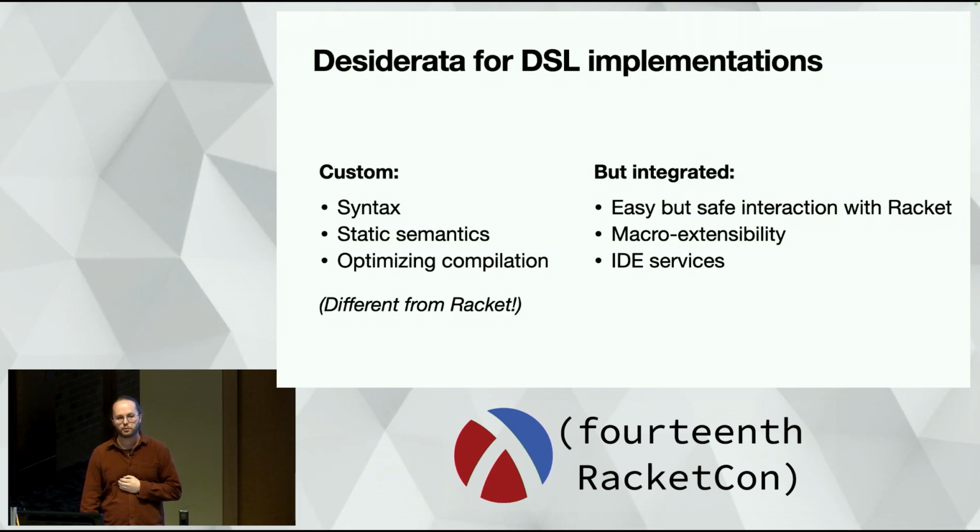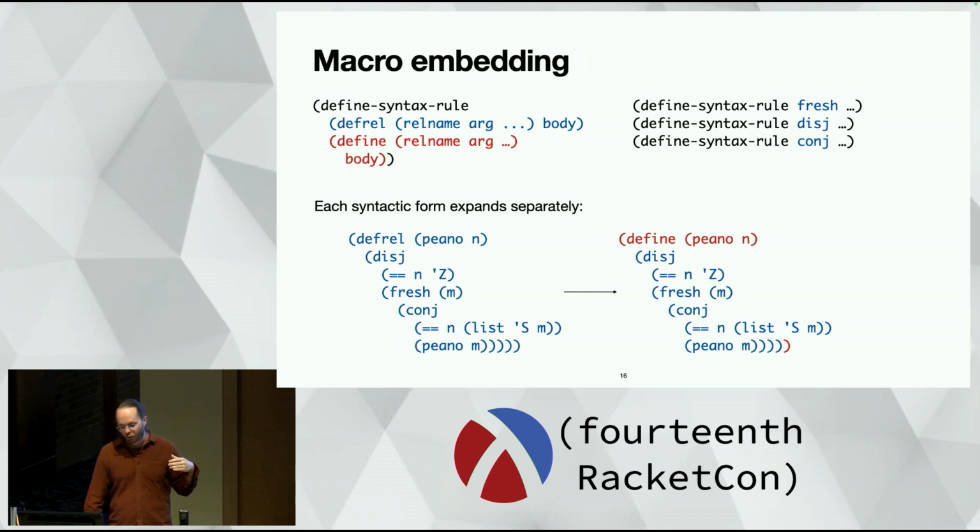And let's look at what happens when we try defining DSLs using the current tools that we have in Racket. So one approach that we can take is what I call macro embedding, which is where we're going to define a bunch of individual macros for each syntactic form in the DSL. So I have to define a macro for defrel, and also one for fresh and disjunction and conjunction and equal. Every syntactic form is going to have its own macro. And they're both just going to translate to some Racket code that implements the behavior we want. So in this case, we're saying that relation definitions we're going to implement using Racket procedure definitions with define.